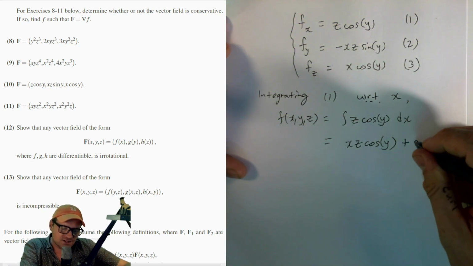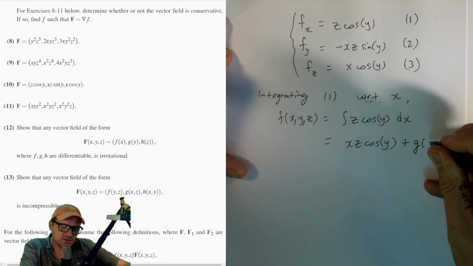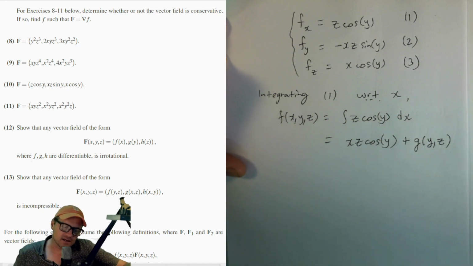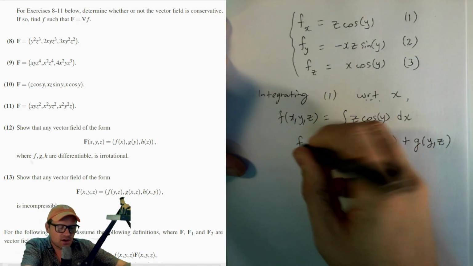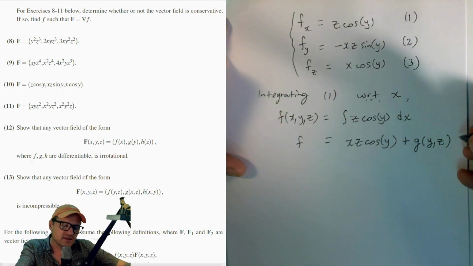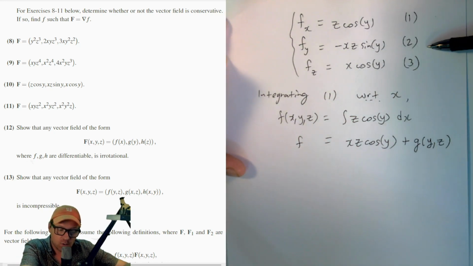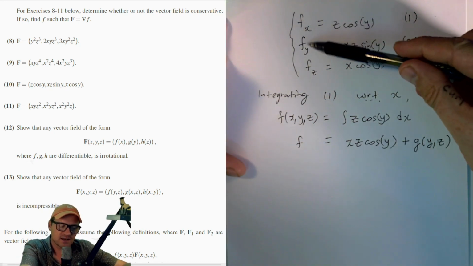So let's call that g. It's a function of the other 2 letters, y and z. So we don't quite know the nature of the function yet, other than it doesn't have an x in it. All right, so now this is our f. We want to differentiate this with respect to y partially so that we can compare it with equation 2, because equation 2 has an f subscript y.